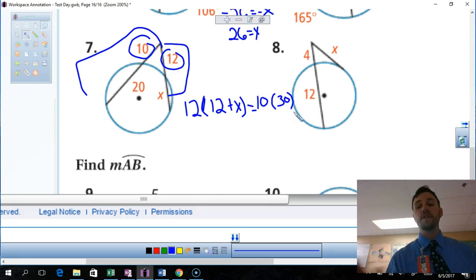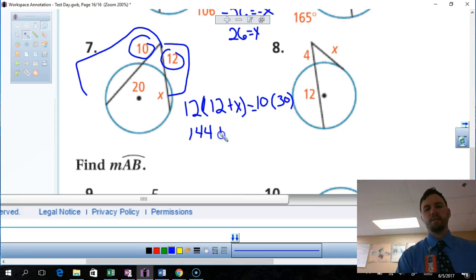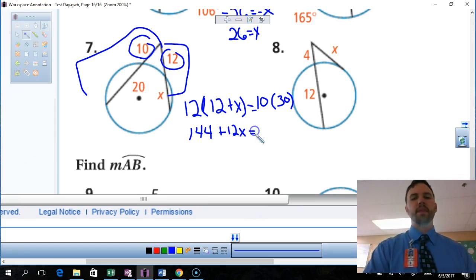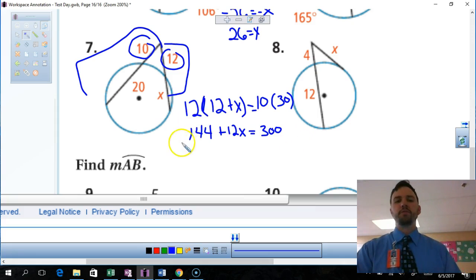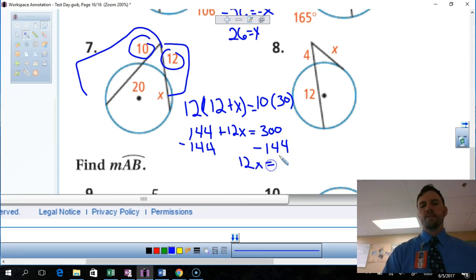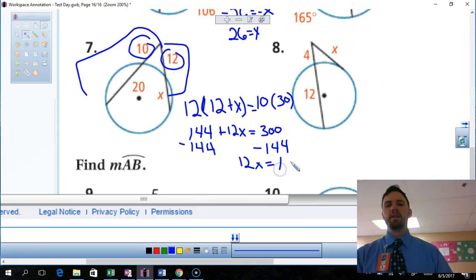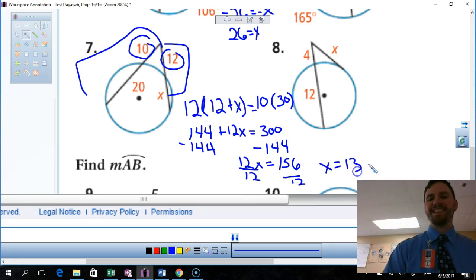10 plus 20 is 30. The whole thing's 30. So 12 times 12 is 144 plus 12x equals 300. Alright? Now I subtract 144 over. I get 12x equals, that's going to be 156. I divide by 12, and x equals 13.